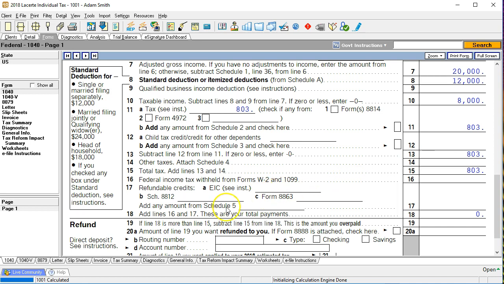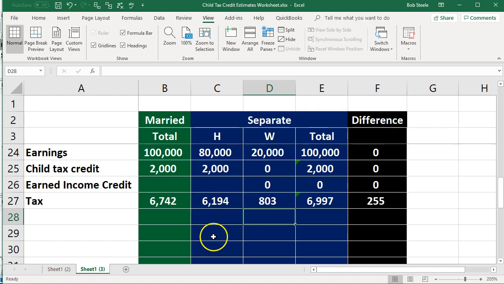And also note that the dependent is something that may qualify. We're not concentrating on the earned income credit here, but just note that the child may be something that can affect that one as well. So if we look at this scenario, the total tax went from 6,742 to 6,997 if there were 2 separate returns. So it's fairly close between the 2.